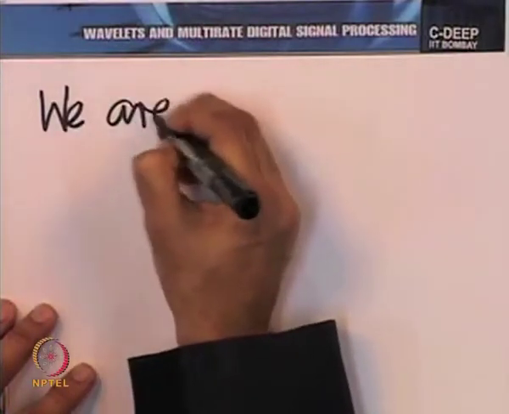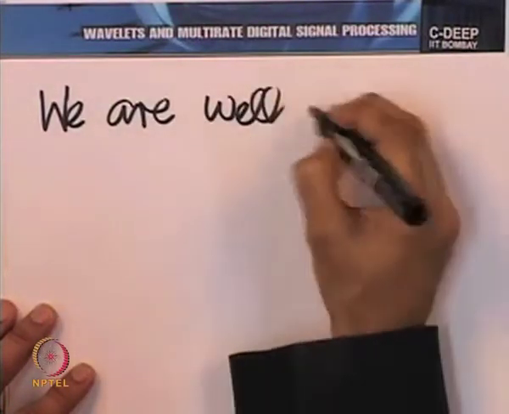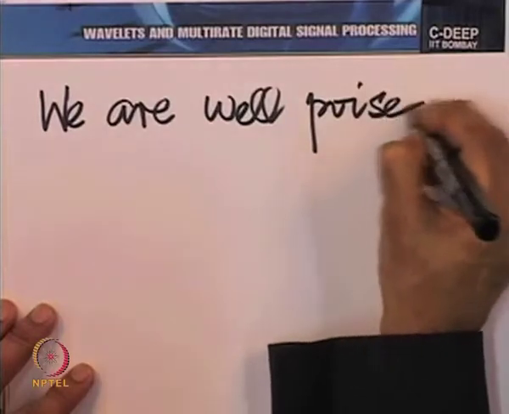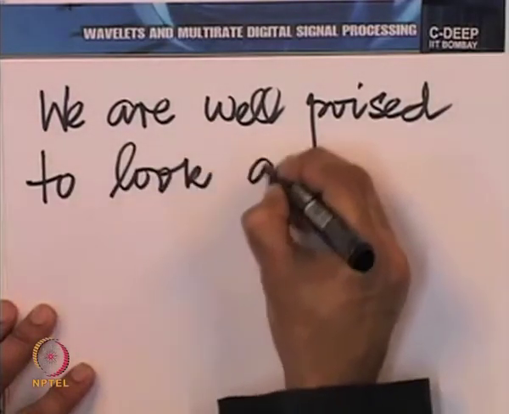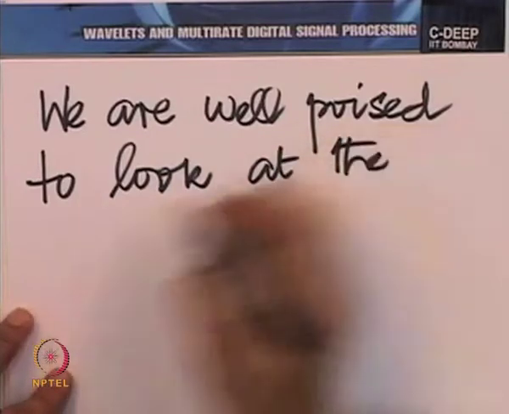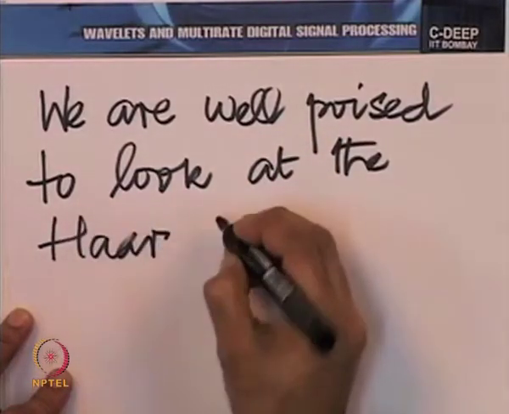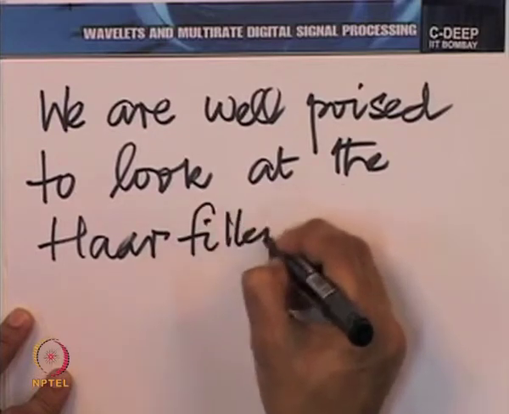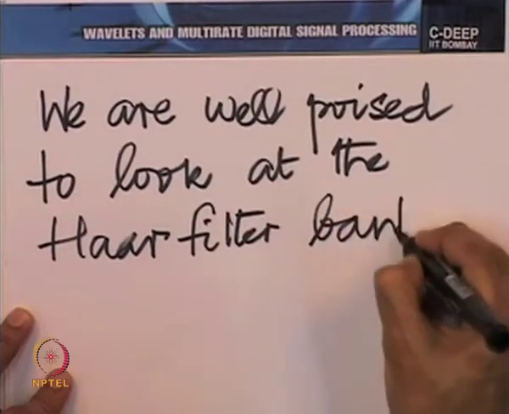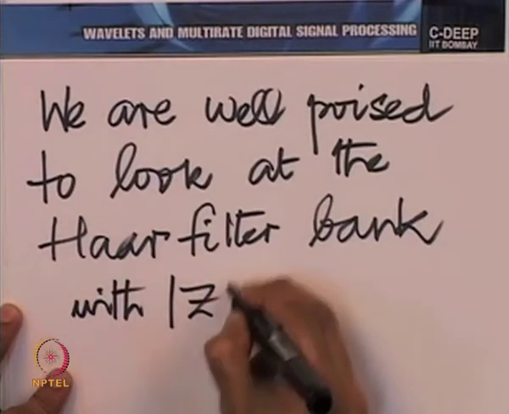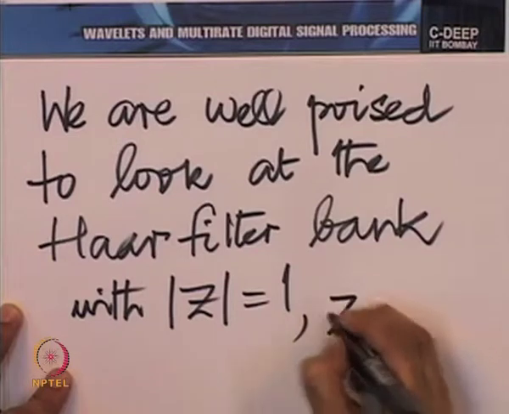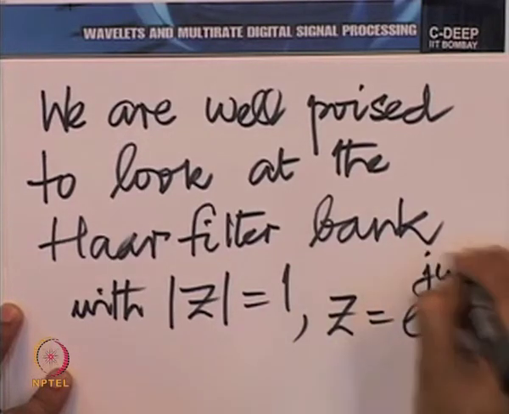We are now well poised to look at the Haar filter bank in the frequency domain. And what do we mean by the frequency domain? With mod z equal to 1, or z equal to e raised to the power j omega.